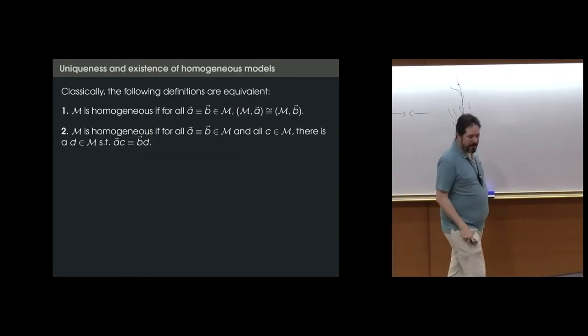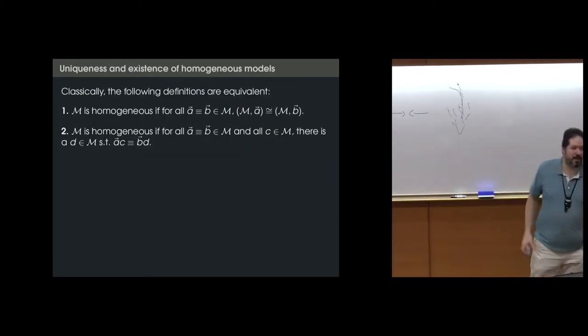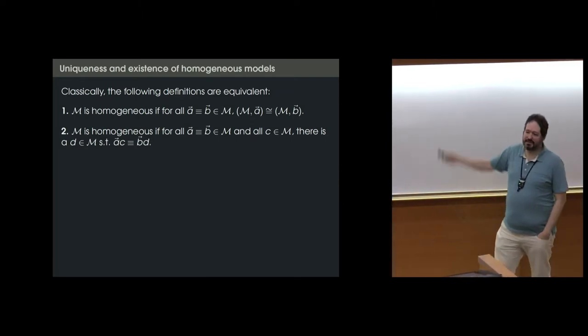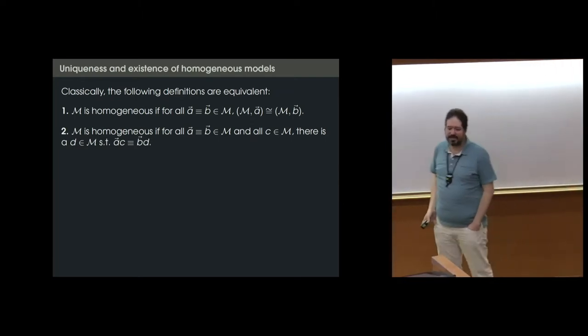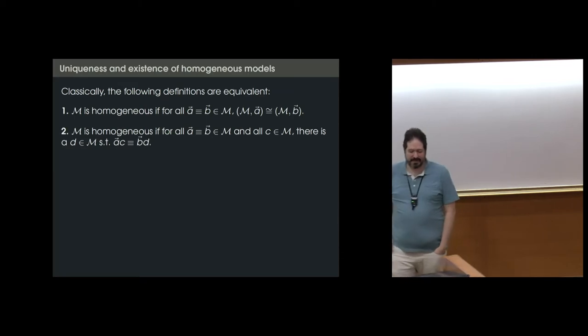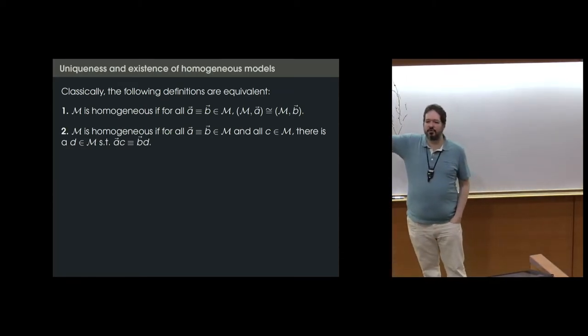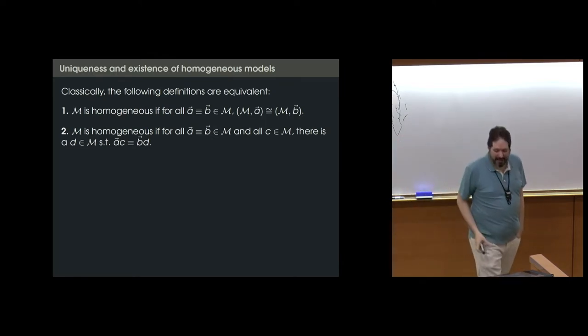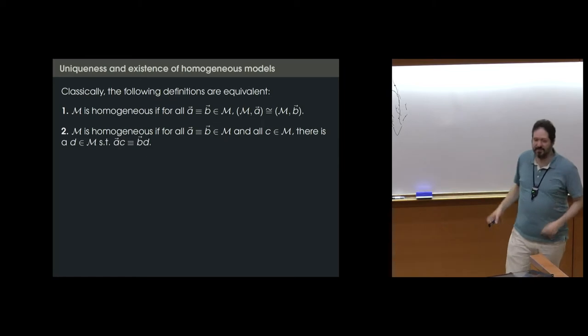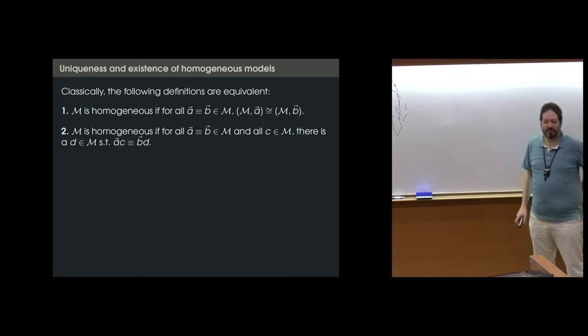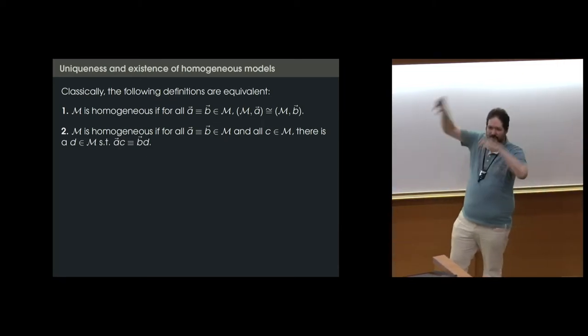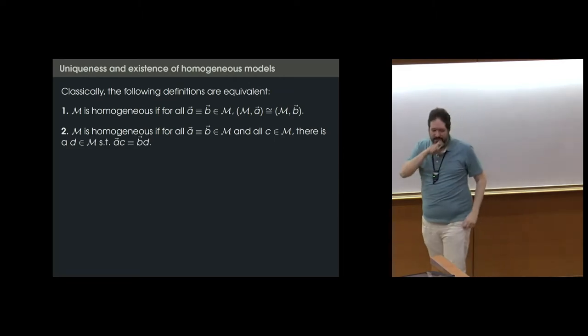So, okay. Homogeneous model. Here's a couple of classical definitions that you might see one or the other in different textbooks. One is to say that a structure is homogeneous if, where the triple line means the two tuples have the same type, A and B are two tuples with the same type, then there's an automorphism of M that takes A to B. So that's one way to define homogeneity. Two things look the same, they really are the same, structurally.